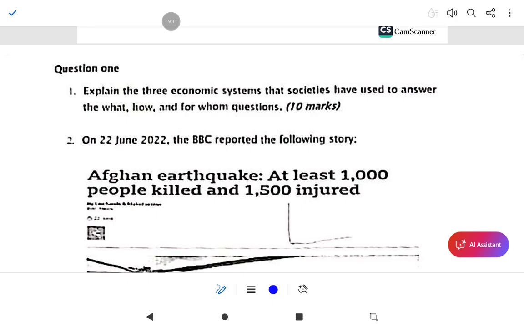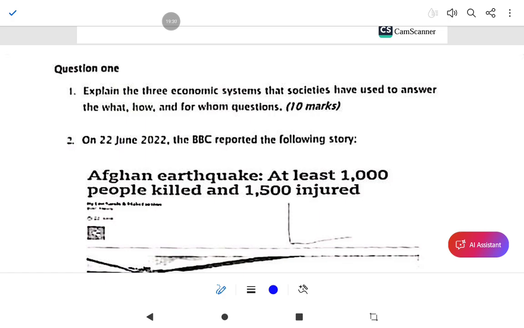So what you need to know first off is that all societies face the economic problem of scarcity because resources are limited while needs and wants are unlimited. So in order for us to deal with this issue of scarcity, societies must answer the 4 economic questions which we discussed in our tutorial. I'll keep referring back to our tutorial.